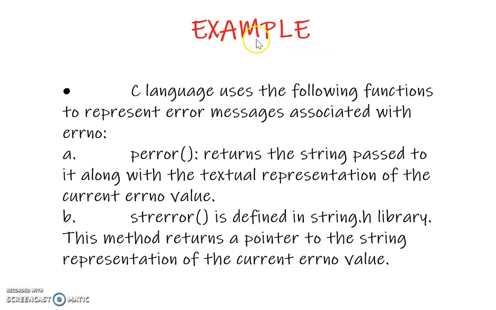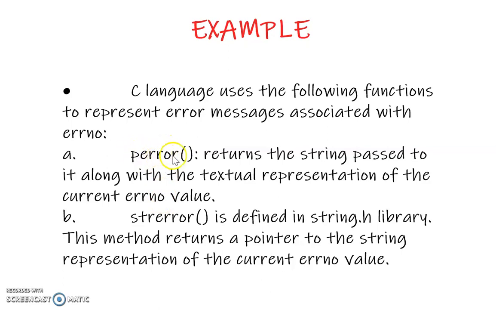So before we go for the example, the C language uses the following functions to represent error messages associated with errno. Here you have two functions: one is perror and the second is strerror. There are two functions which you can use. So what is the difference between these two functions? These are inbuilt functions, just like strlen and getch and clrscr.